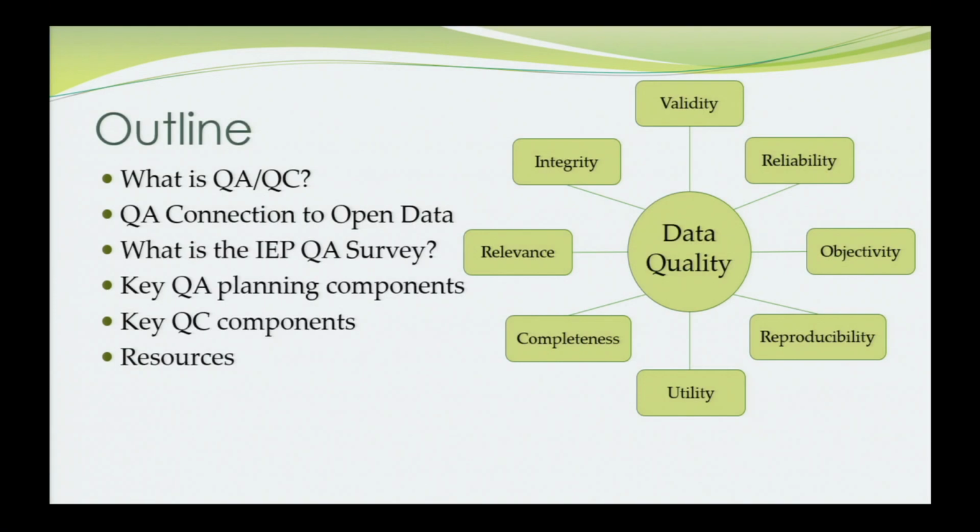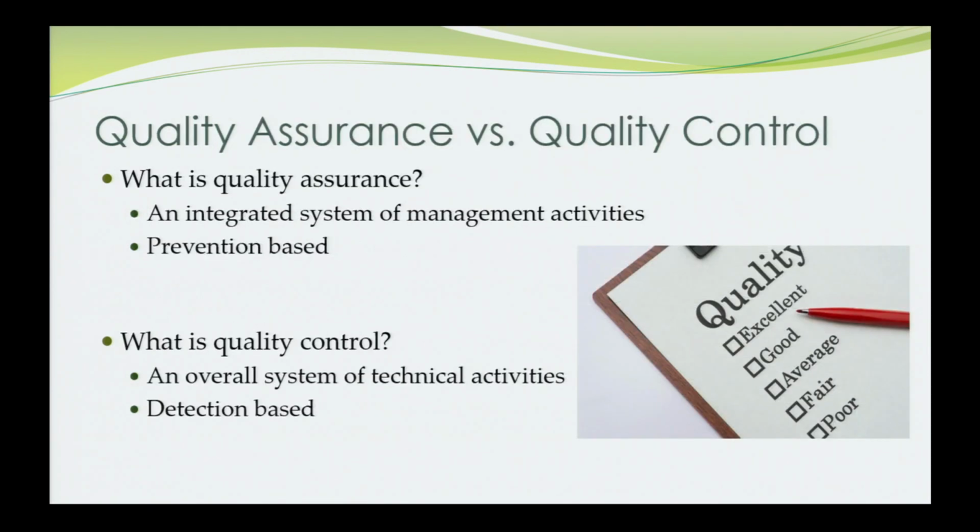Okay, so on to the presentation. So the outline of our presentation, we're first going to go through really defining what is QA and QC and talk about some of the benefits of that. Go into the QA connection to open data, briefly go over the IEP quality assurance survey that was sent out, discuss key QA planning components and some key QC components, and then follow up with some resources for more information if you want to dig a little deeper. Okay, quality assurance versus quality control.